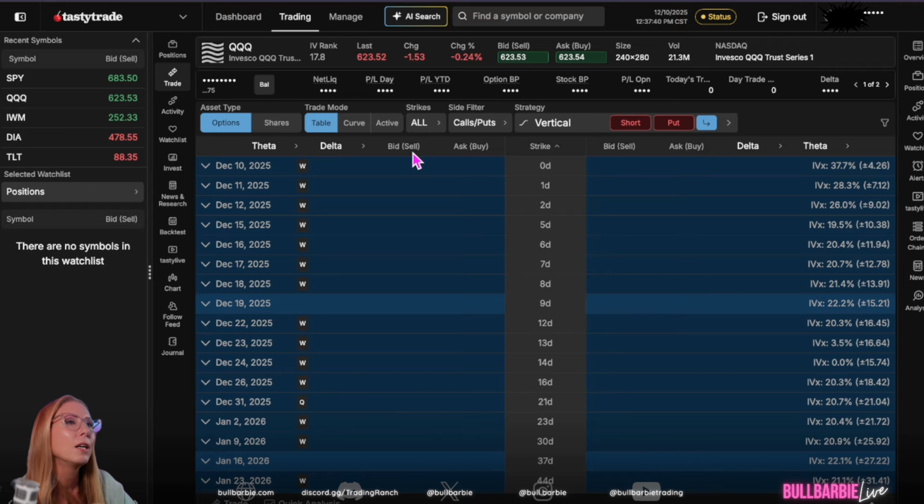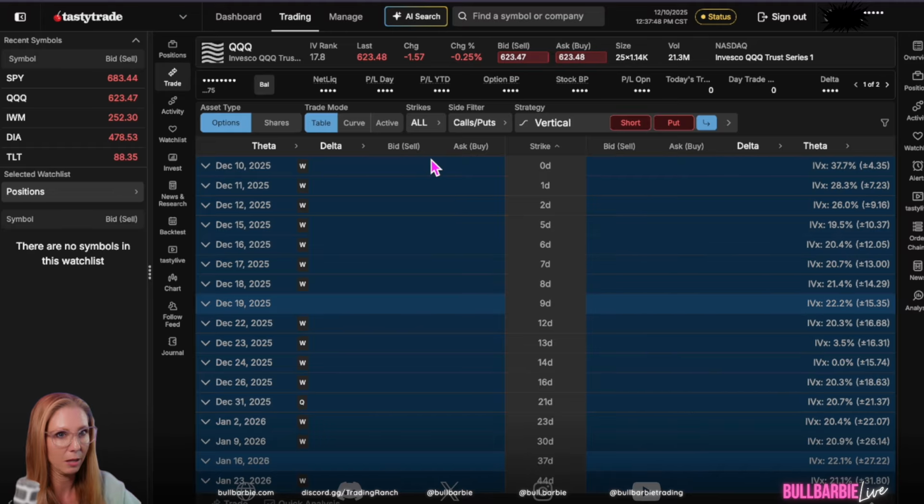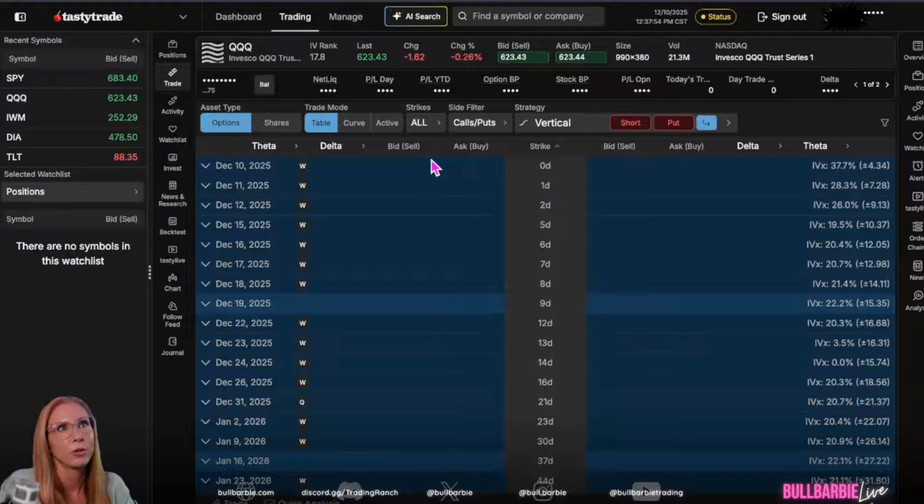So I have a reduced rate at Interactive Brokers. I am an accredited investor though. If you don't know what that is, you're not. But there are some different plans that you can get on with different brokers.